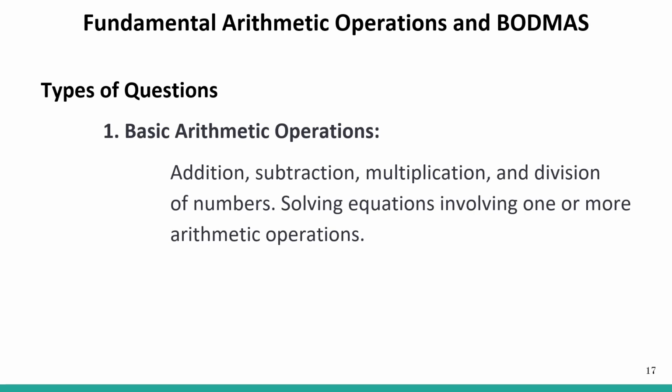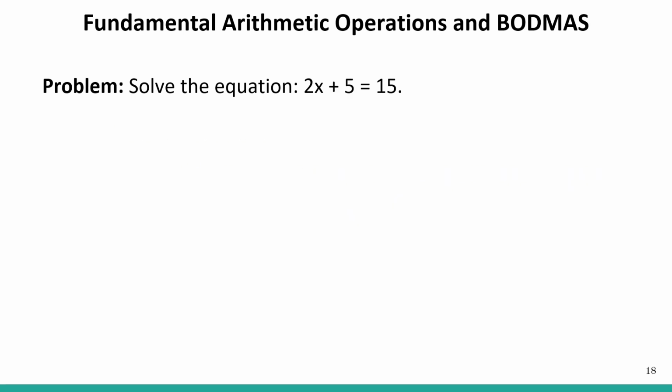Okay. Solving equations involving one or more arithmetic operations. Let's see an example to get a better gist of it. The first question is 2x plus 5 is equal to 15. We have already seen these kinds of problems. So how we go further: 2x plus 5 is equal to 15 is given.